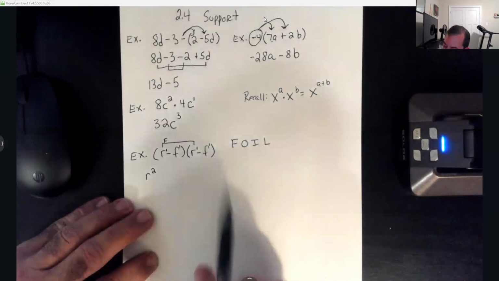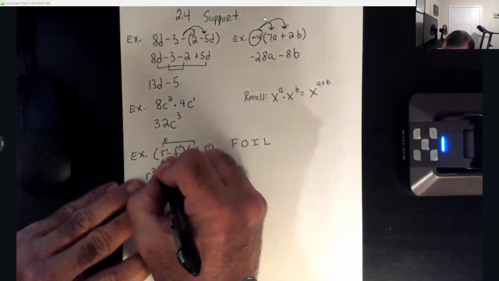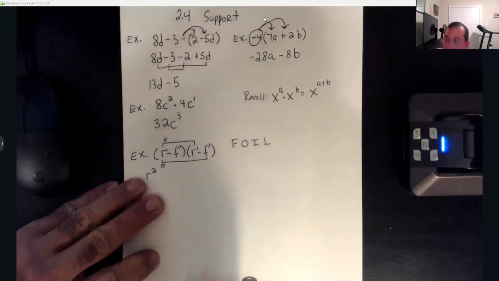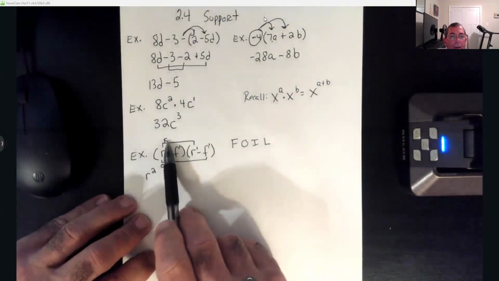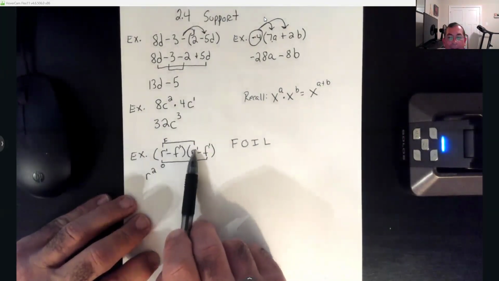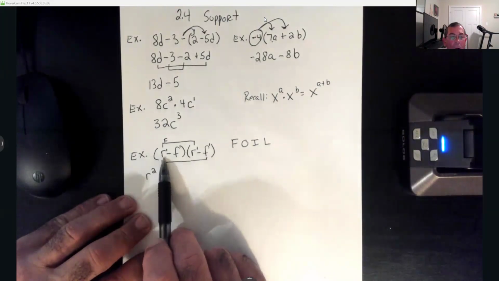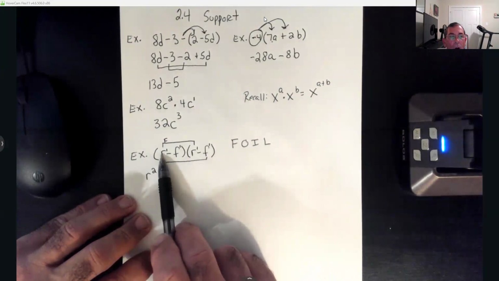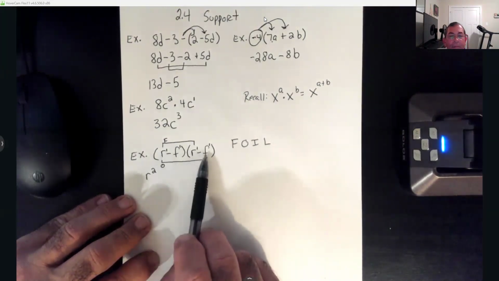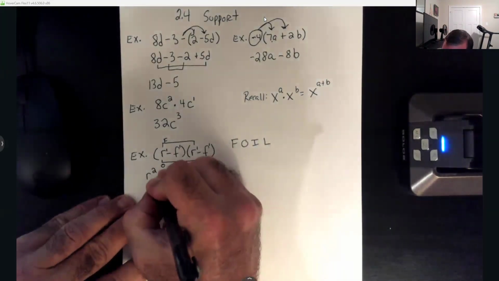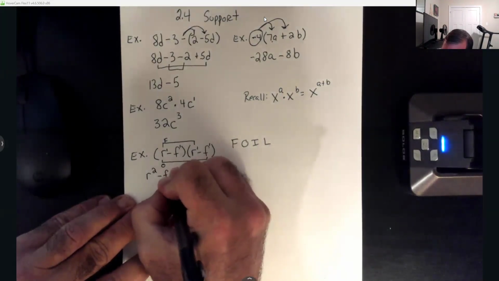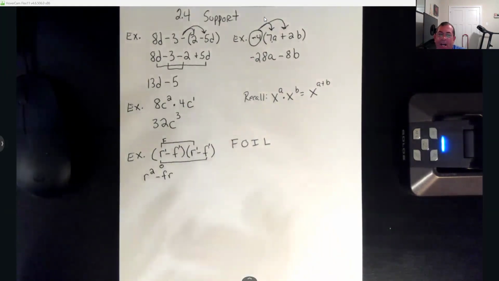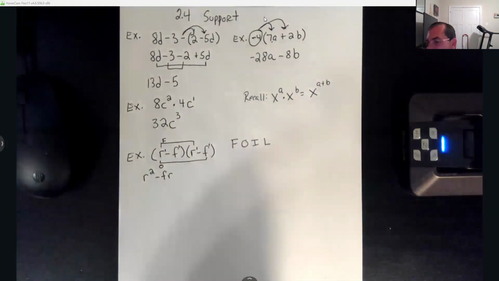Now, the O is the outermost terms. So look here. The R got distributed times the R. Now the R is getting distributed times the F. So R times a negative F is going to give me a negative FR. Now I'm just keeping my variables in alphabetical order, okay?